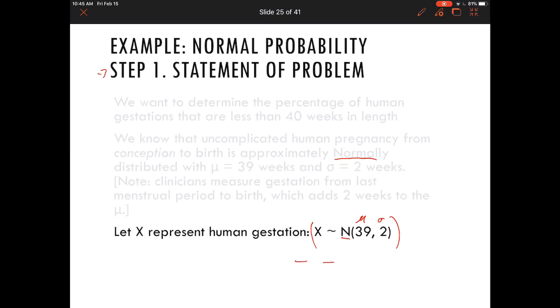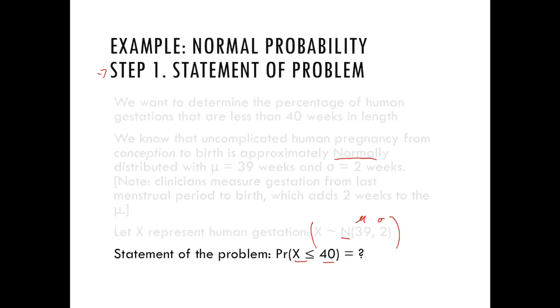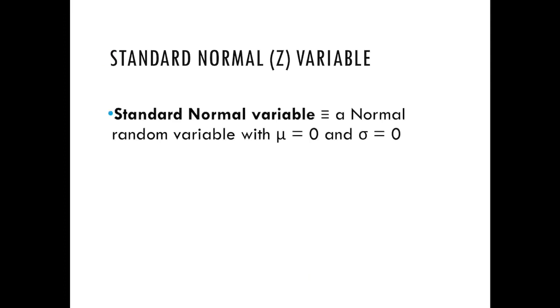So if you remember back in our previous slide, determining normal probabilities, we're first going to state the problem. Then we're going to standardize the value using a z-score. We're going to sketch and shade the curve, and then use table B to determine the probability. So in this first part, we stated our problem, step 1. Step 2, we're going to learn how we standardize normal z variables.